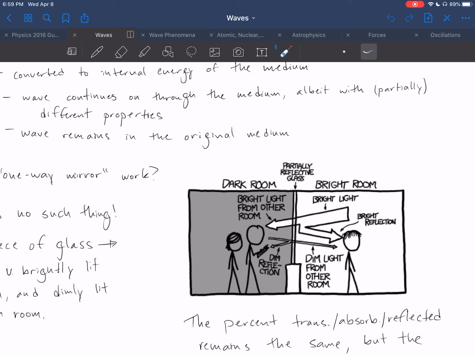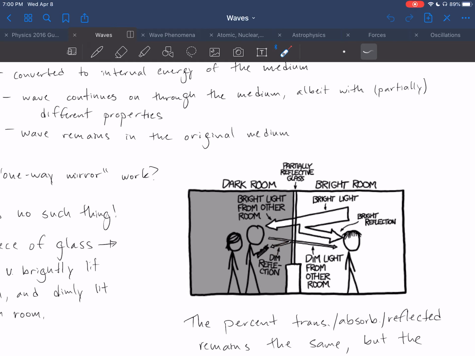So if we take a look at this diagram, it explains what's going on pretty well. The observers are over here in the dark room, and the light that they see is partially transmitted bright light from the other room. So that's bright light that started out in the bright room and went through the glass all the way through, as well as some reflection from the light that starts out in their own room. As you can see, they see quite a bit of bright light from the other room as compared to the dim reflection of their own faces.